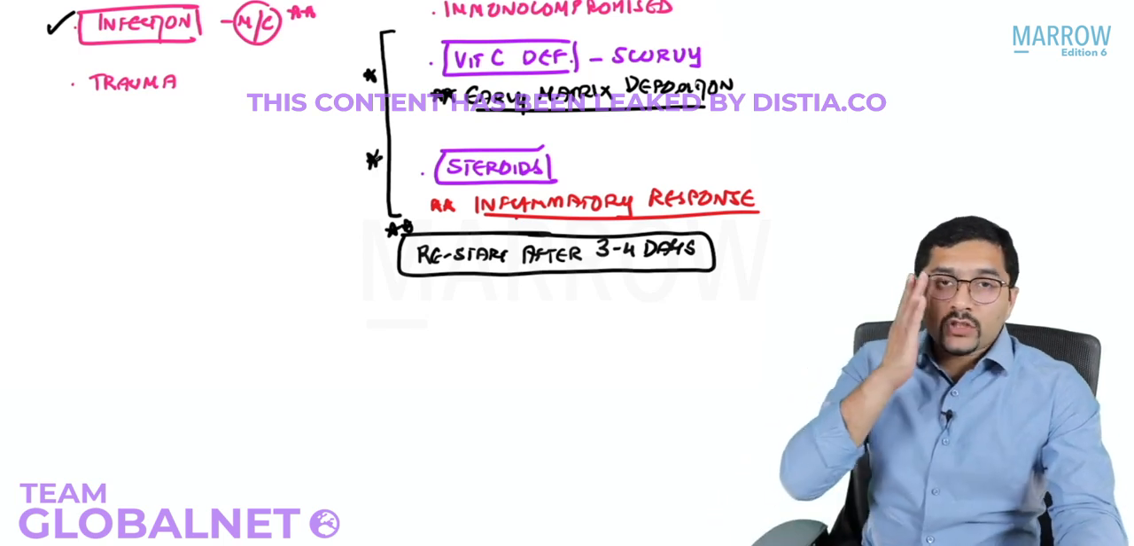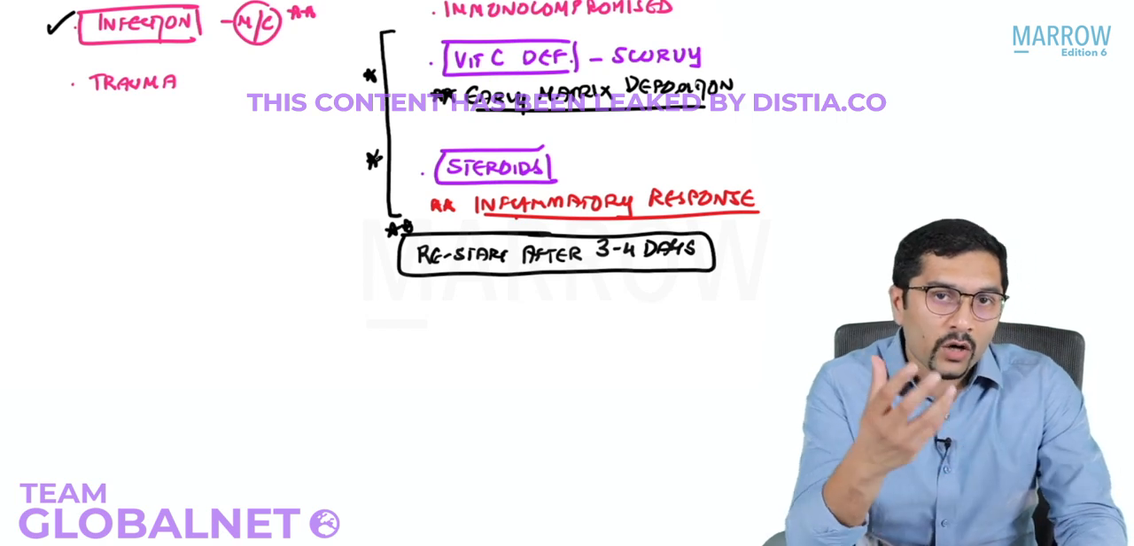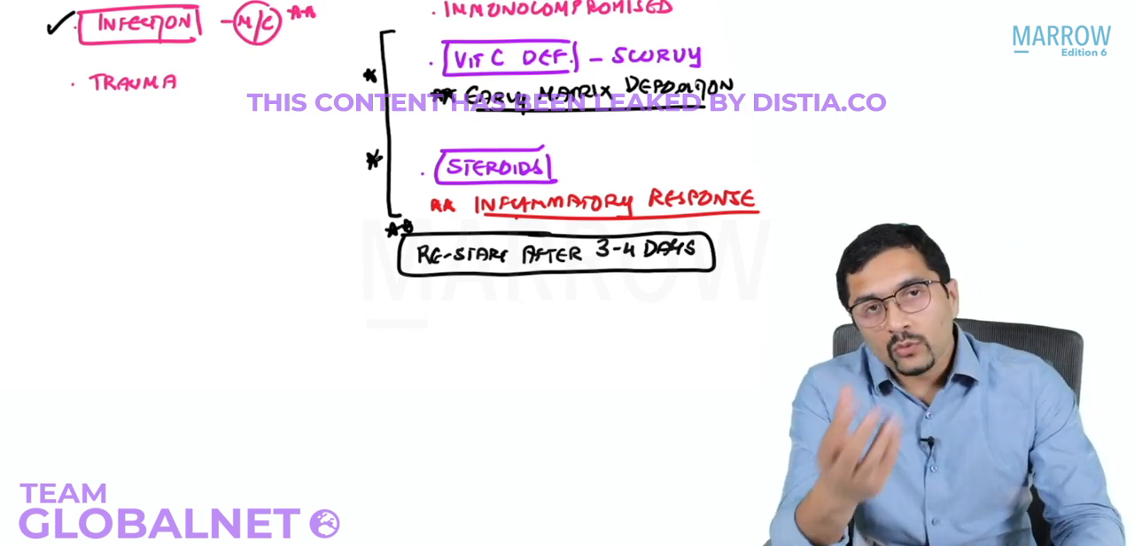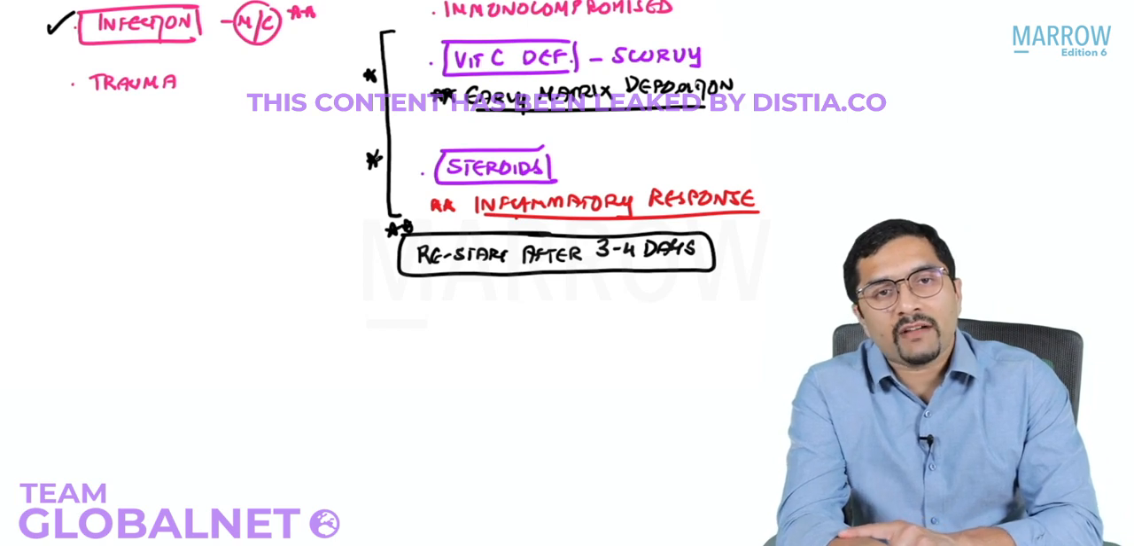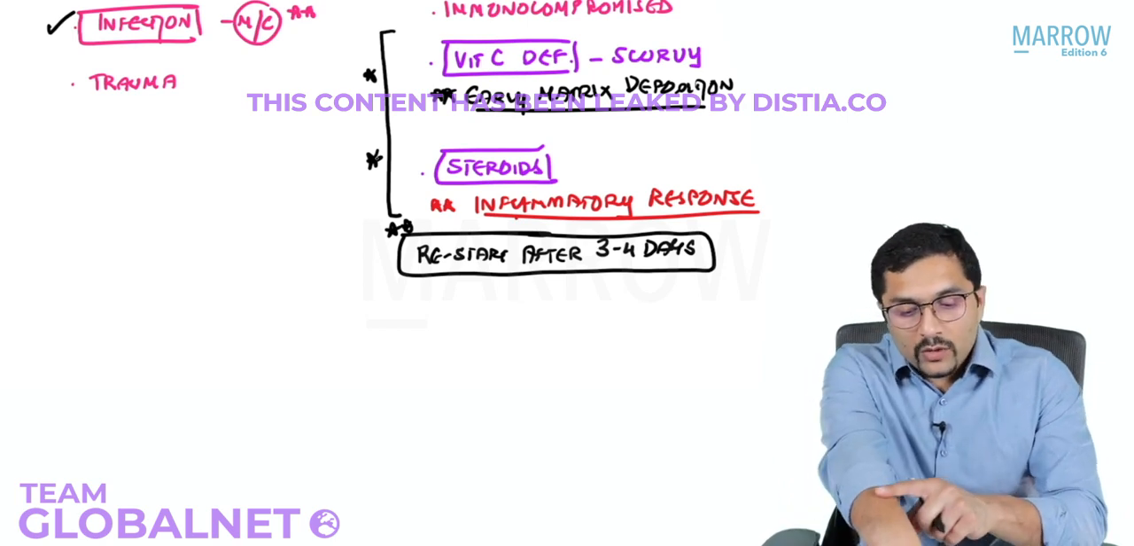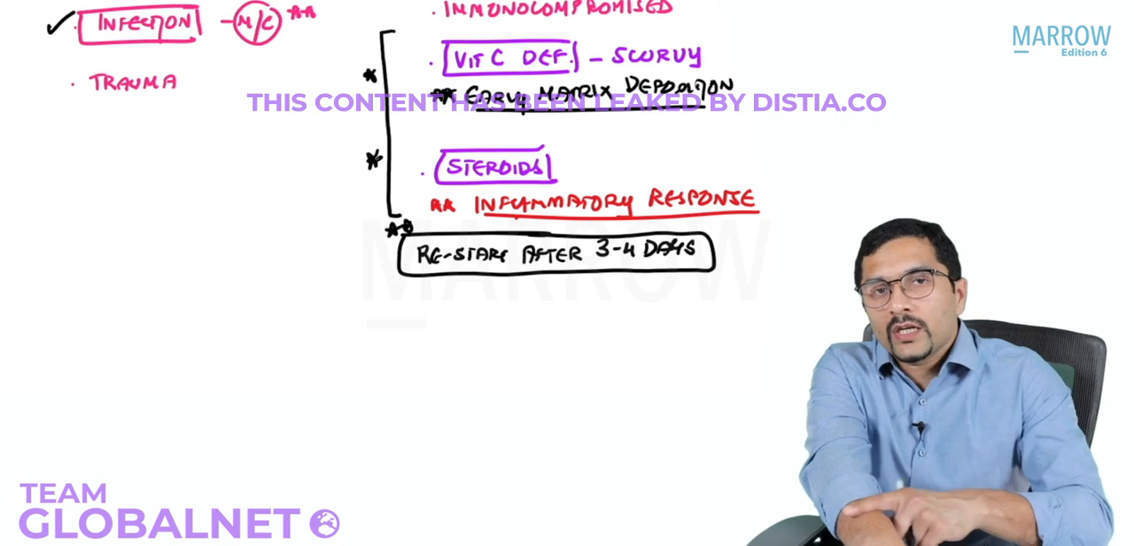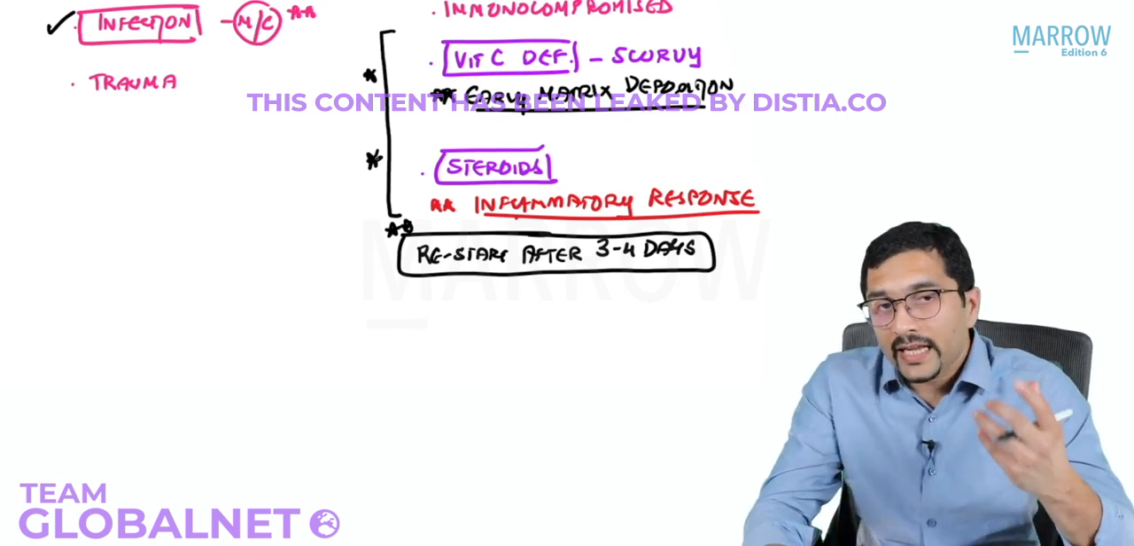In fact, one more thing which you should know, that the effect of steroid on wound healing can be countered by topical application of vitamin A. Right? So if a wound is not healing because of steroid use, topical application of vitamin A can help in that healing process.